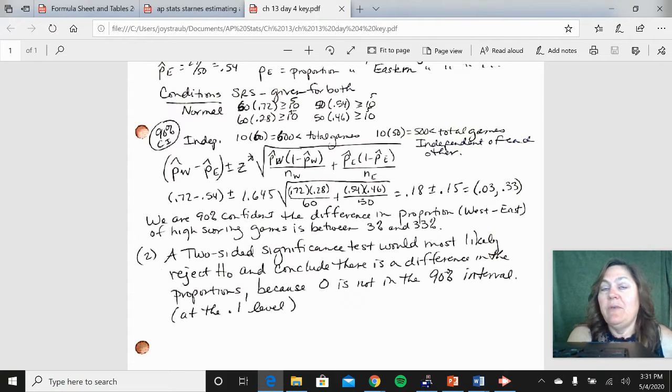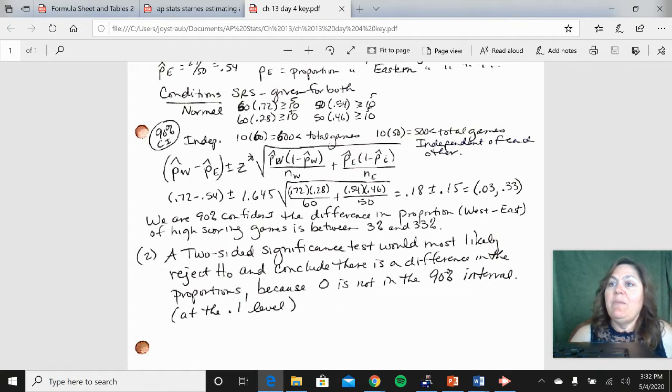Of course, 0 is not in this interval. So that means that with our significance test, we would probably come up with a conclusion that would reject the H0, there being no difference, and say that there is a difference between the proportions, since 0 is not in this 90% interval. Of course, that would be at the 10% level, the 0.1 alpha level, to connect with our 90% CI.